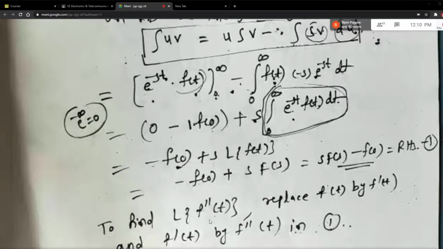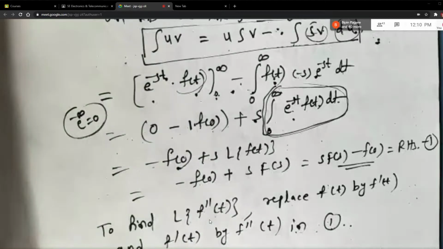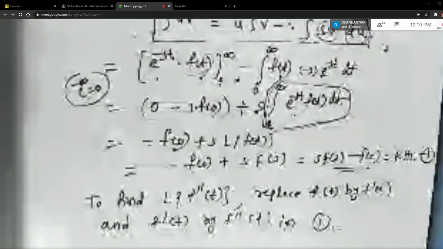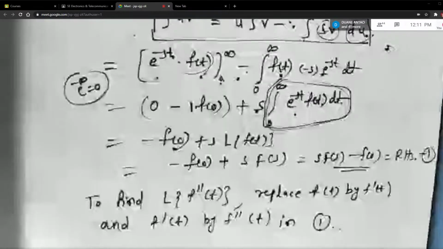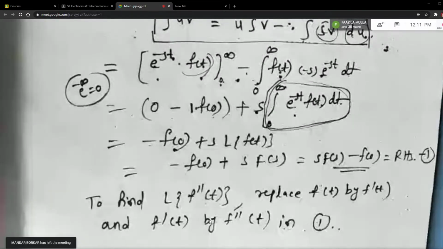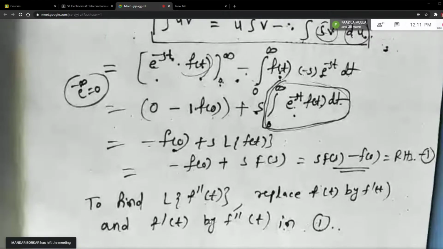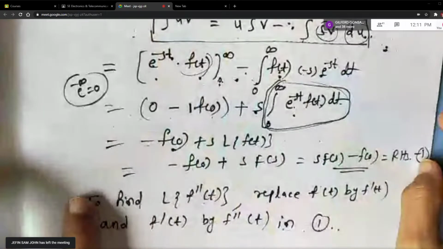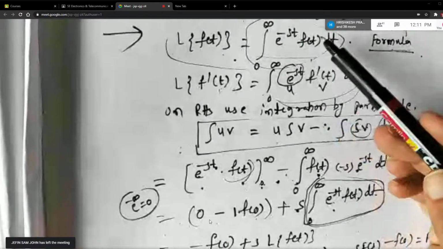Andrea, can you tell what is that integral? L of f of t? See the formula on the right hand side. You can hear me, Andrea, right? Yes, ma'am. So what is this integral? Isn't it L of f of t, which is there on the same page? See, compare it with the right hand side.